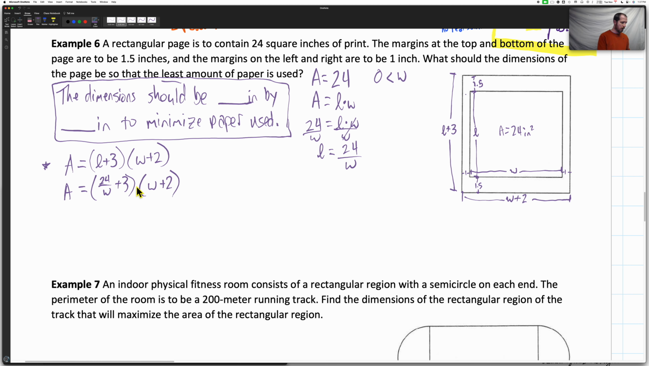How we doing? What step are we on? Simplify the optimization equation. Do we want to multiply that out? Sure, let's multiply that out. Let's see what we get here.